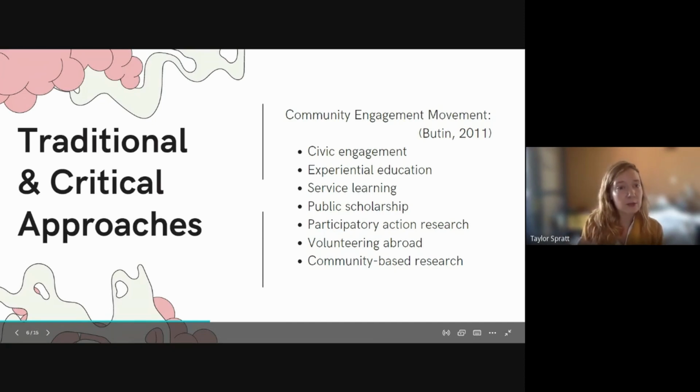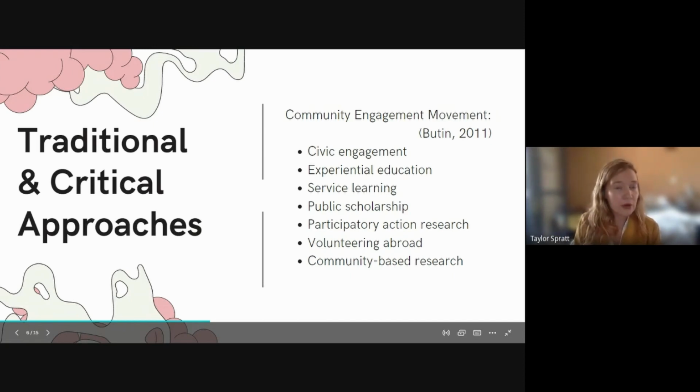This could be civic engagement, so opportunities in and outside the classroom that allow students to engage in this idea of civic life and improving our local communities through political and civic action. Experiential education also falls under the umbrella of community engagement. So learning through doing and having hands-on experiences like field trips or opportunities to practice different areas of knowledge. Service learning, so using community service as a way to learn about global issues.